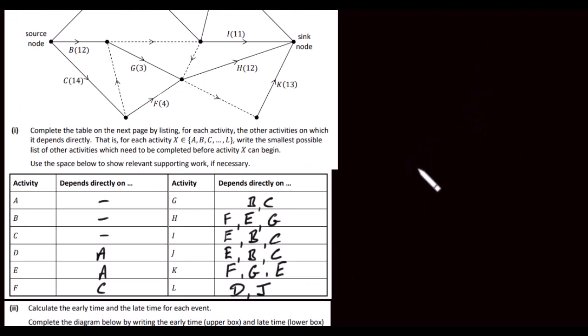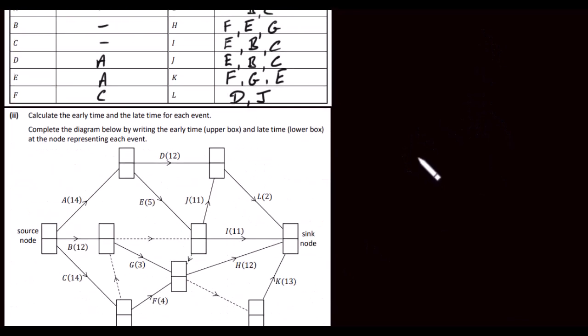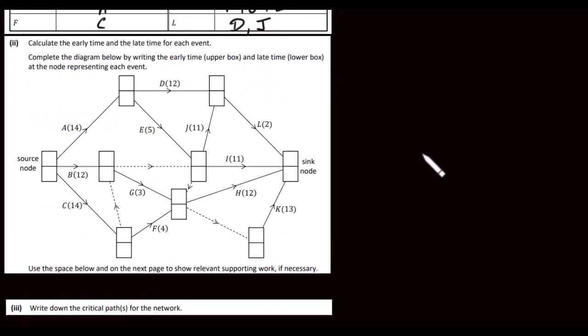Okay, so let's have a look at part 2. Calculate the early time and late time for each event. Complete the diagram below by writing the early time in the upper box and the late time in the lower box at the node representing each event.